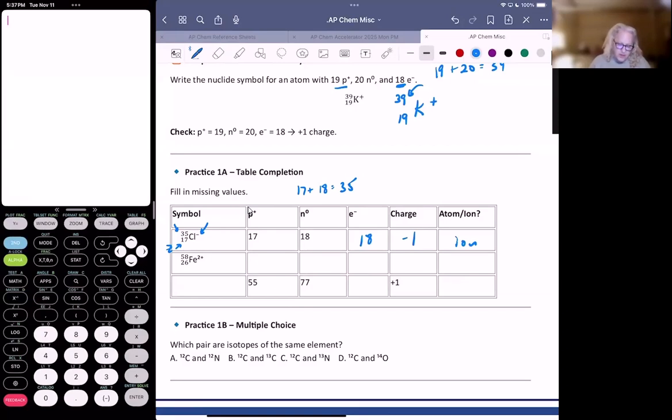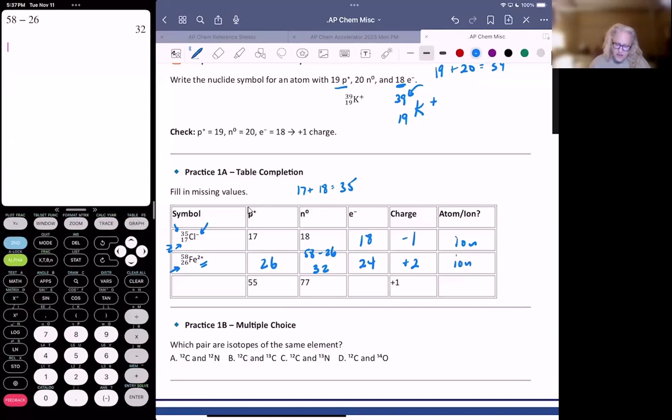Remember, an ion is an atom with a charge. Here we have iron 2 plus. We know that there are 26 protons. They told us right here. The number of neutrons is going to be 58 minus 26, which is, I believe, 33. Right? 58 minus 26. 32. I take that back. Let me do that, 32. It has 2 electrons less than the number of protons because it's 2 plus. So 2 electrons less than 26 is going to be 24 electrons. Its charge is +2 and it's an ion.